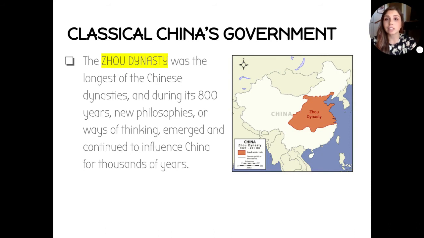The Zhou dynasty was the longest of the Chinese dynasties, and during its 800 years, new philosophies, or ways of thinking, emerged, and they continued to influence China for thousands of years. You can see on the map there where the Zhou dynasty was located in ancient classical China.